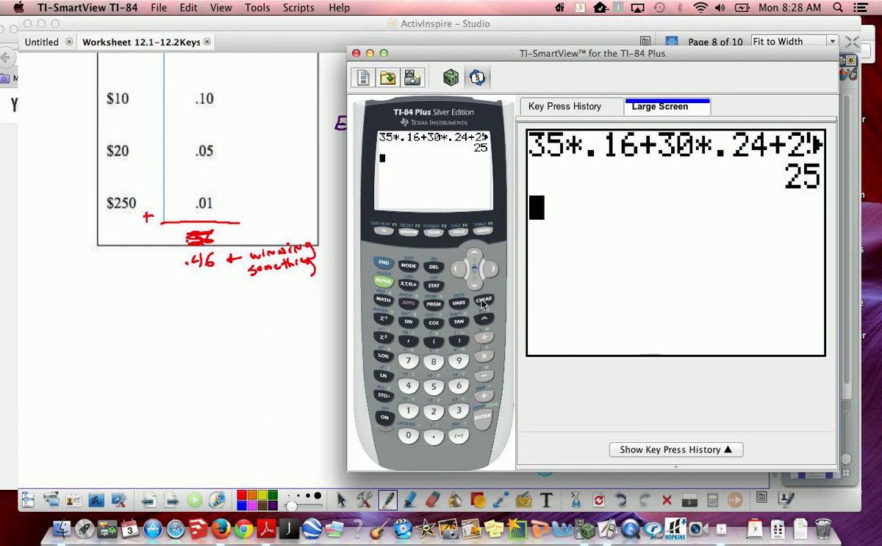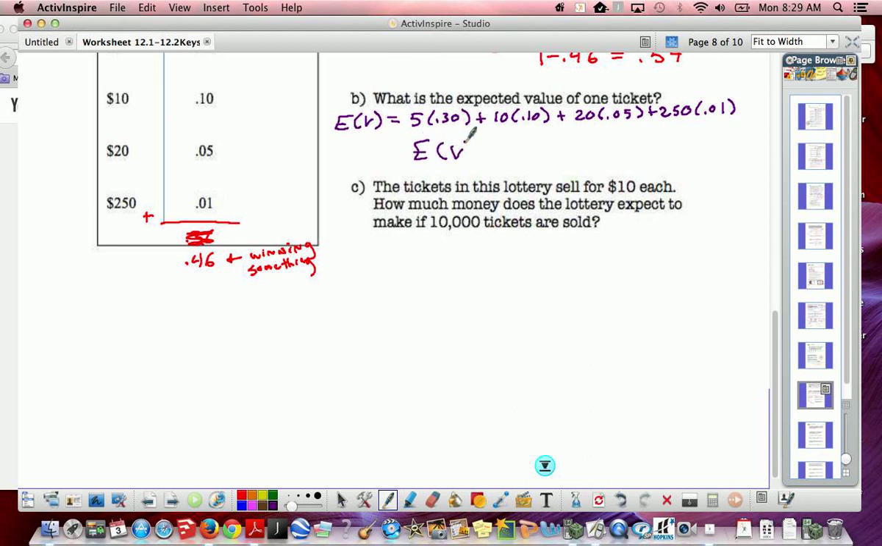So I go 5 times 0.3 plus 10 times 0.1 plus 20 times 0.05, plus 250 times 0.01. So I get $6. On average, a ticket will pay out $6. Again, this is on average how much I would expect to win for one ticket.